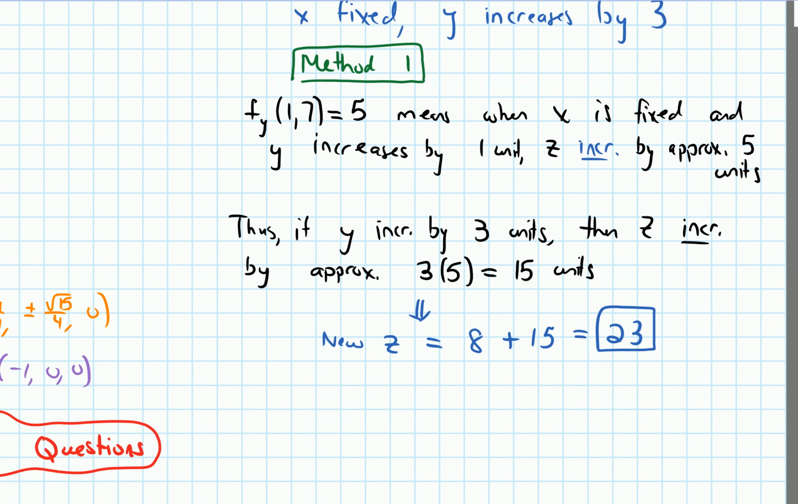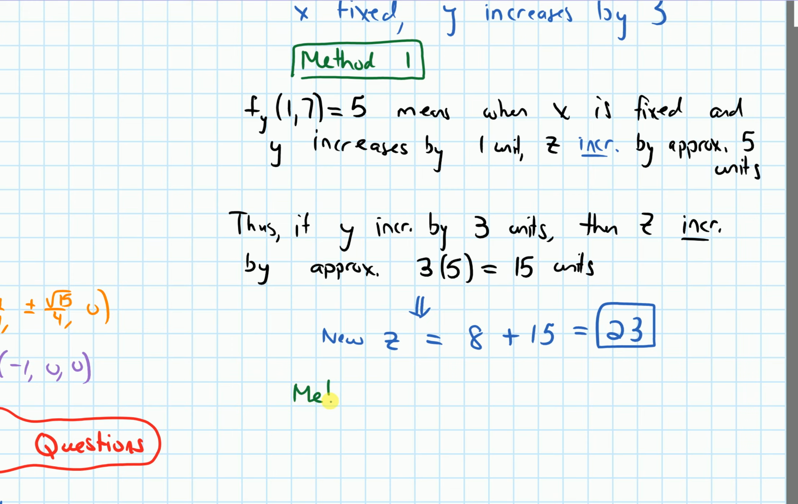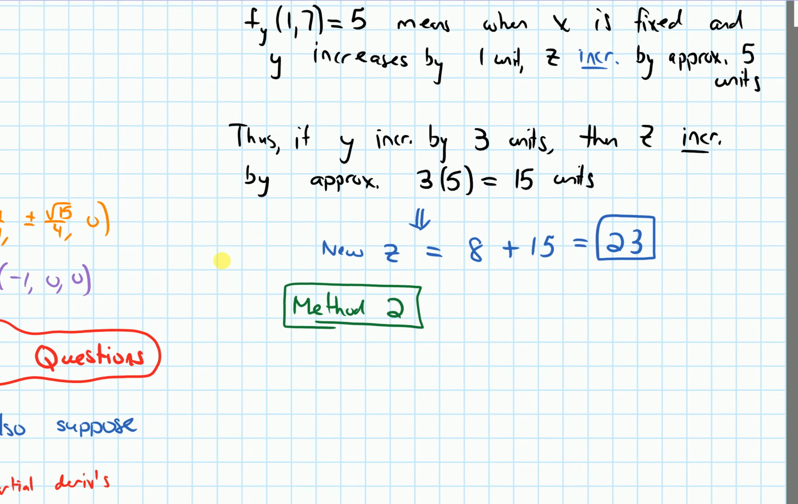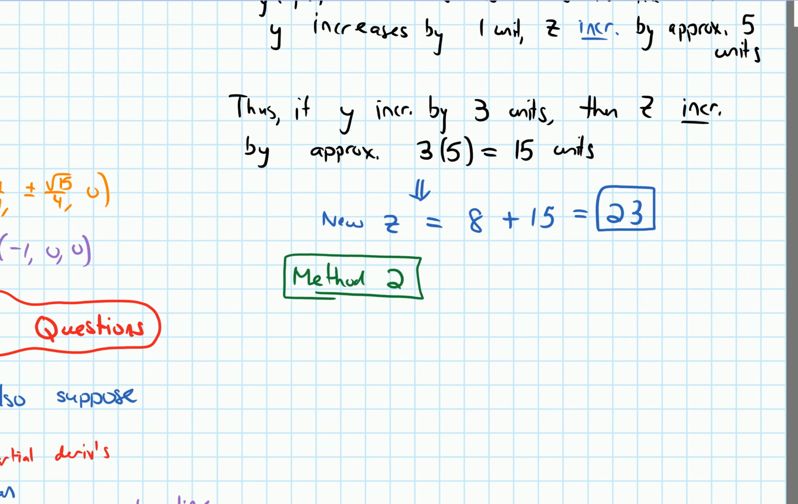Okay, so let's talk about one other way that we could have reasoned that out. Method 2. So with method 2, we're going to use our partial derivative notation. So we are using the partial of our function with respect to the variable y, so del f del y. And a partial derivative, we've talked about what this represents as a rate of change. But a partial derivative is technically what's called an instantaneous rate of change. An instantaneous rate of change is approximately equal to an average rate of change. And the average rate of change is the change in the output over the change in the input.